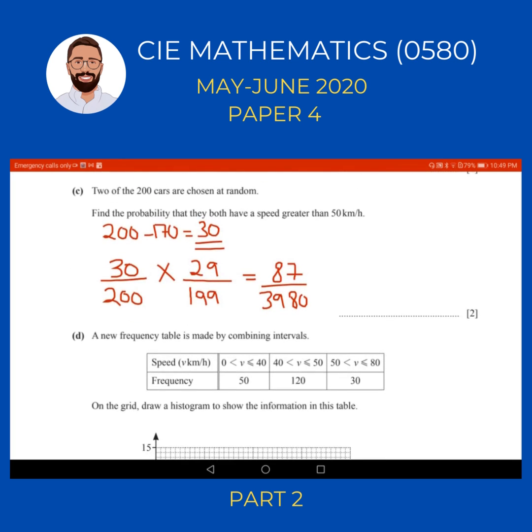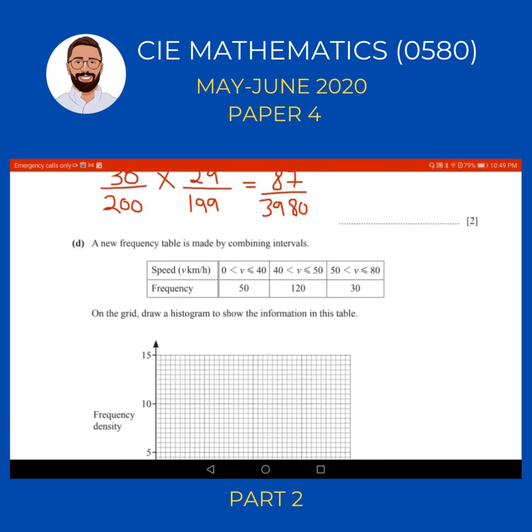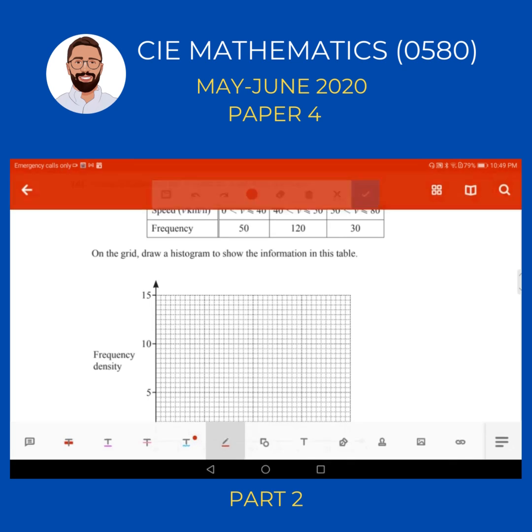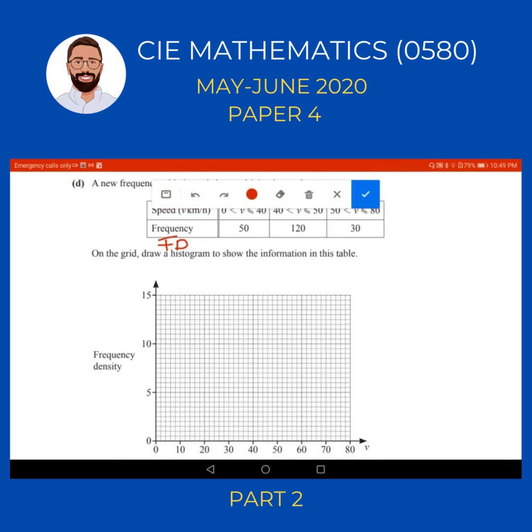Now, in part D, it says a new frequency table is made by combining intervals. And on the grid, draw a histogram to show the information in this table. So, whenever we are asked to draw a histogram, we need to find the frequency density. And the frequency density is simply the frequency over the class width. Now, how can I find the frequency density for each interval? For the first interval, where the speed is between 0 and 40, the frequency density is the frequency, which is 50, divided by the class width. And what's the class width? It's 40 minus 0. So 50 over 40 is 1.25.